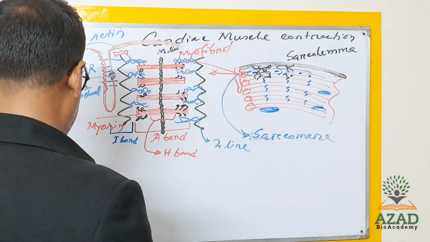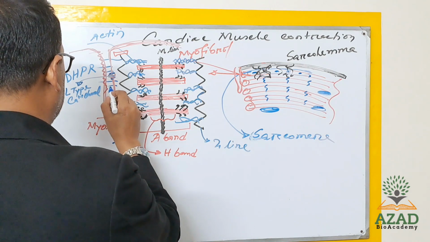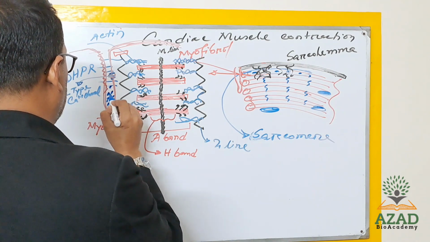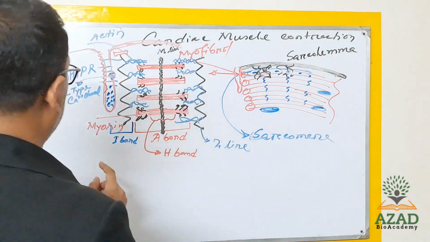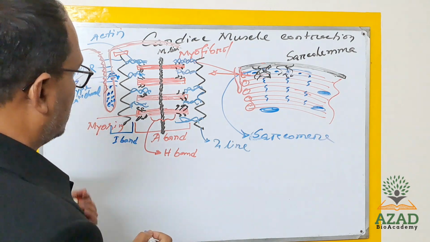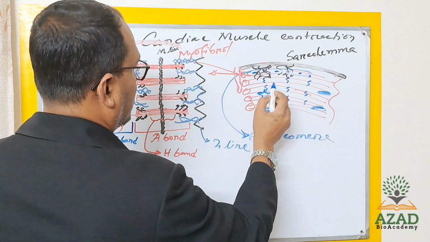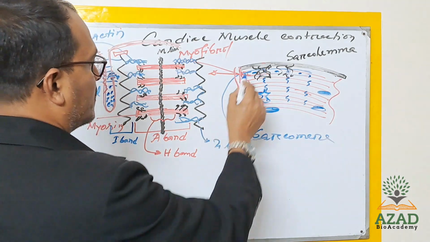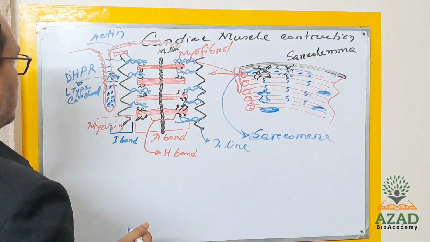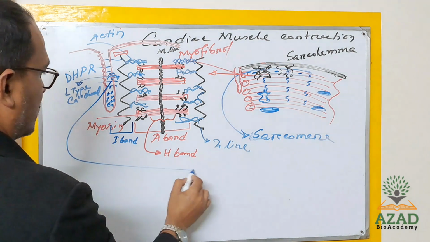And you know, the T-tubule carries some extent of calcium. So calcium will enter. Where will it enter? I already said here, the sarcoplasmic reticulum, especially in cardiac muscle. The sarcoplasmic reticulum is there, so I will just draw this line in a different way.